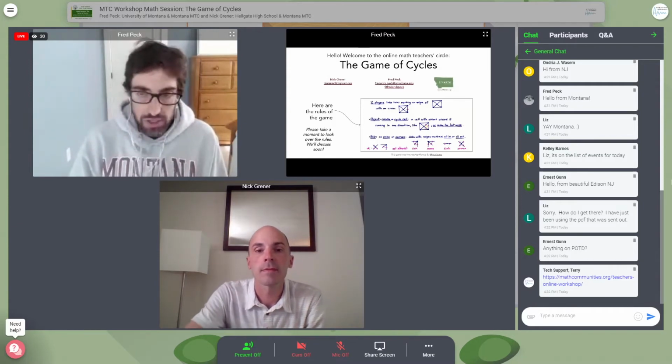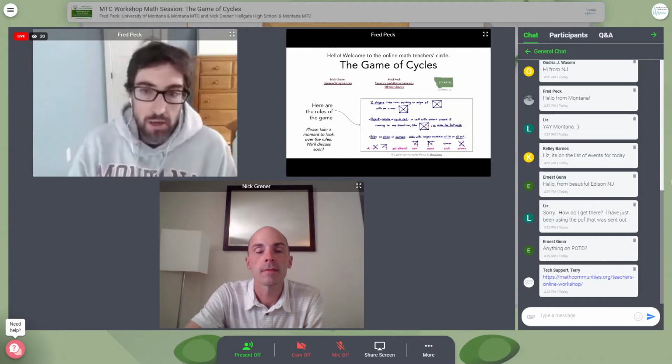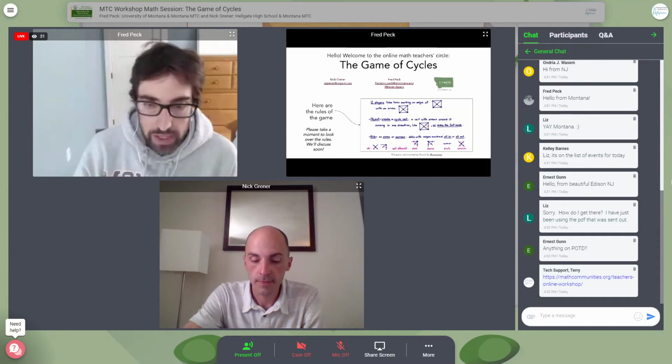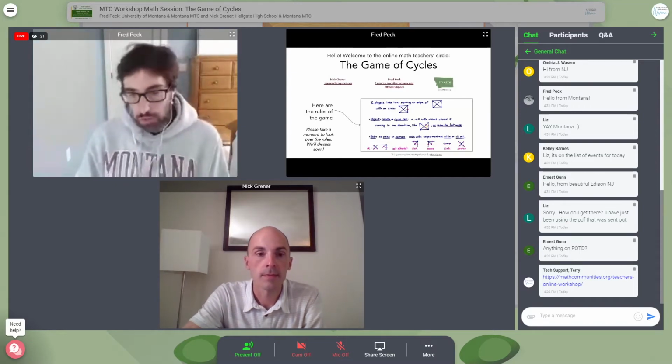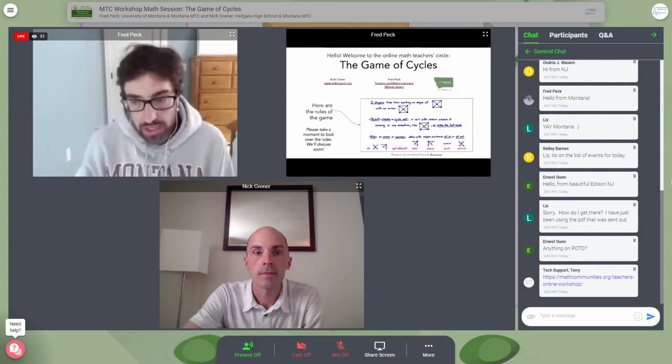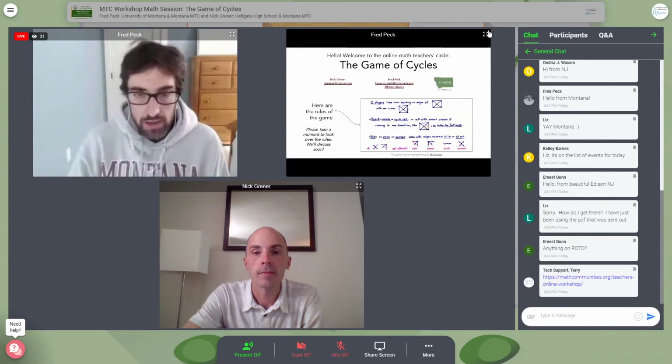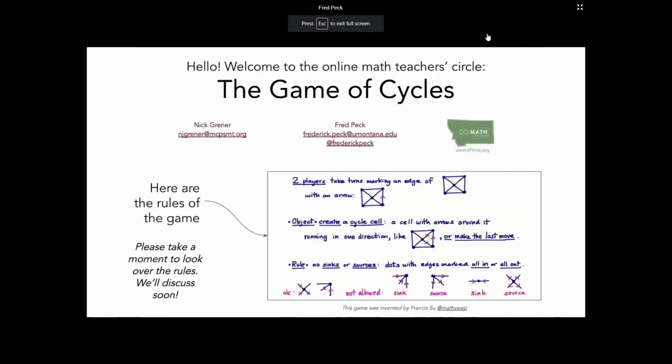That slide might be really small depending on your computer screen, but you can make it bigger by clicking the arrows in the top right corner of that slide. That slide has the rules. It's a super simple game. If you can't read the rules yet because it's too small, just click the arrows to make it full screen, and then you'll be able to see it bigger. So just take a moment and read the rules. Then Nick and I will play a couple games, and then we'll talk about any questions that you have.